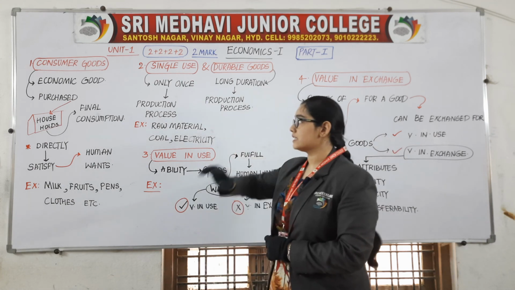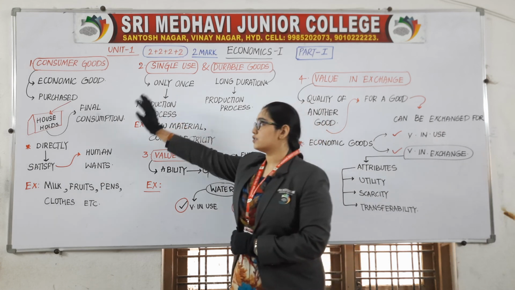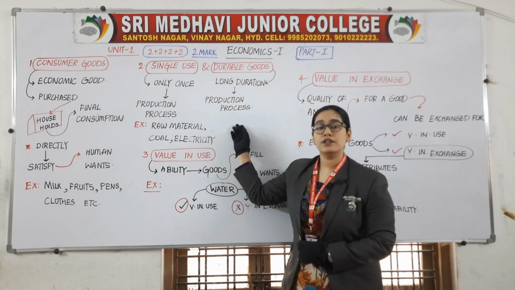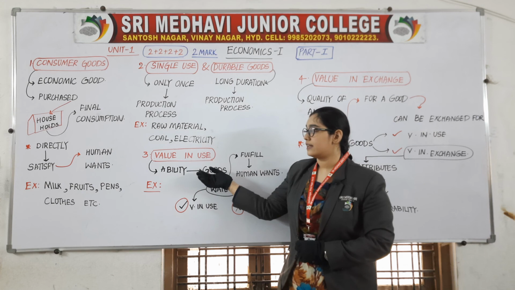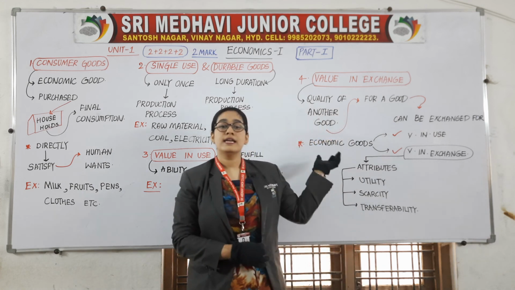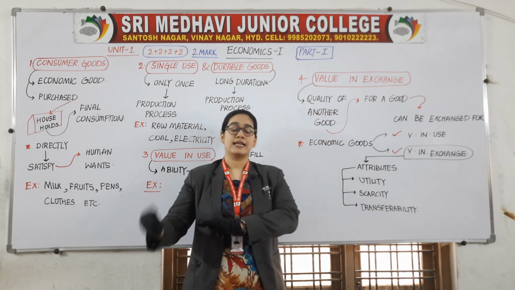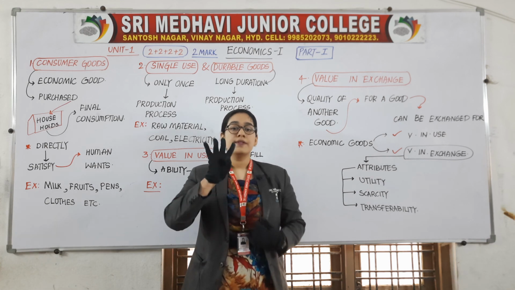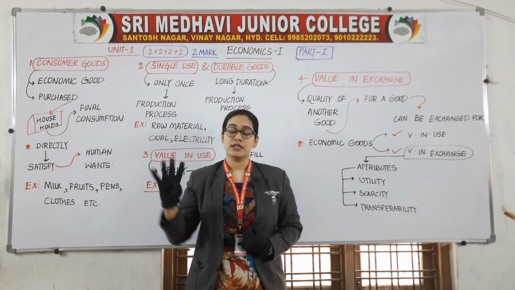So today we have discussed 4 definitions: consumer goods, then single use and durable use, then value in use and value in exchange. In our next part 2, we are going to discuss the remaining 4 definitions that are from unit number 1.